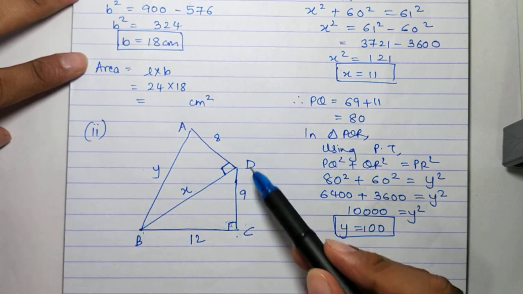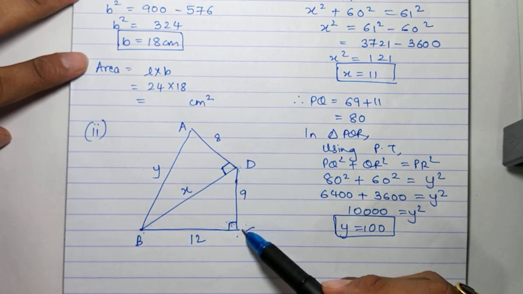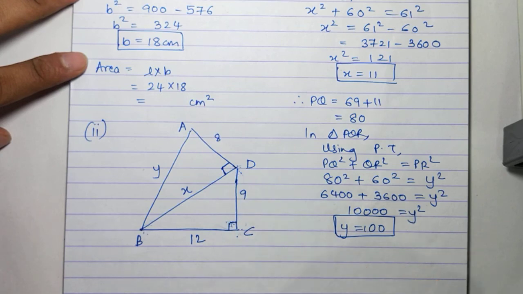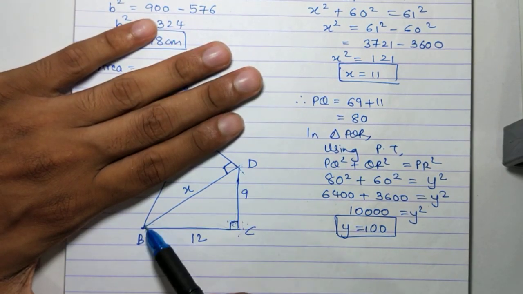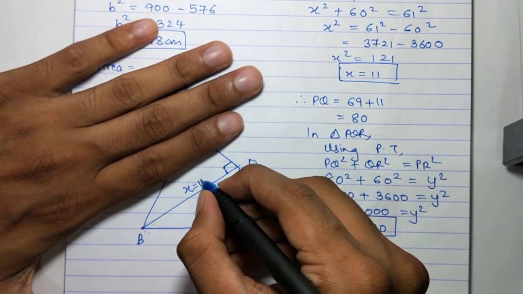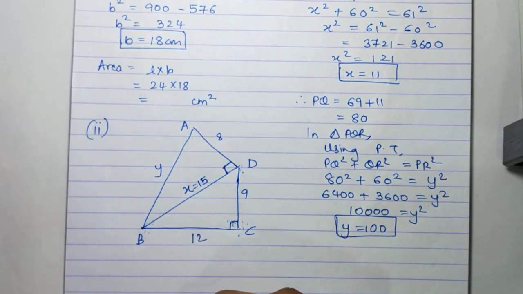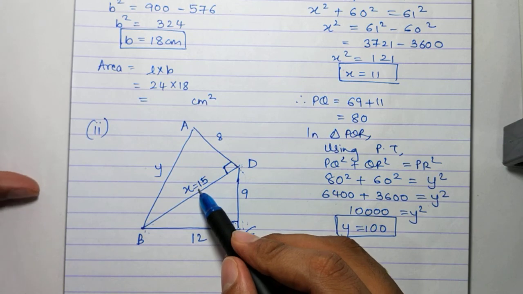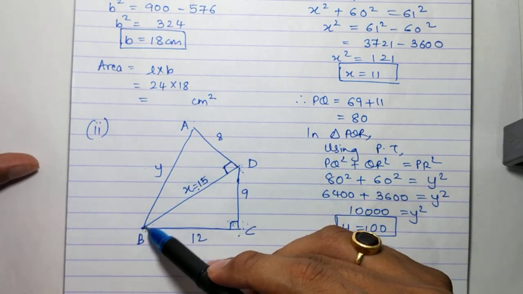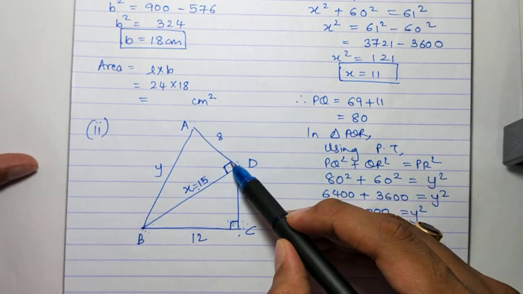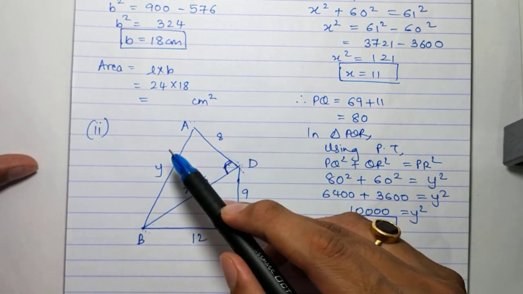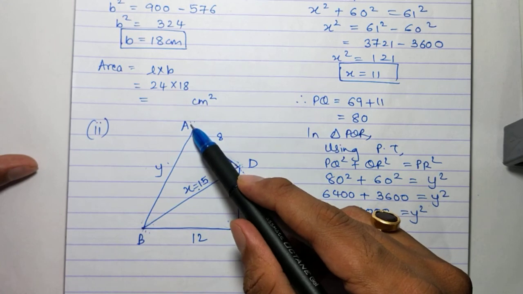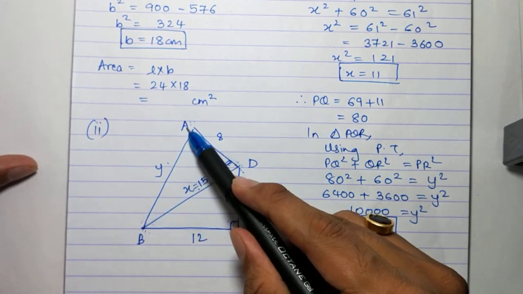So use Pythagoras theorem. BC square plus CD square equals BD square. When you do Pythagoras theorem in this triangle, you will get x as 15. Then after getting x as 15, you have to come to this triangle ABD. Here this angle is 90 degrees. So which side is opposite to 90? AB. So here AB will be the hypotenuse.